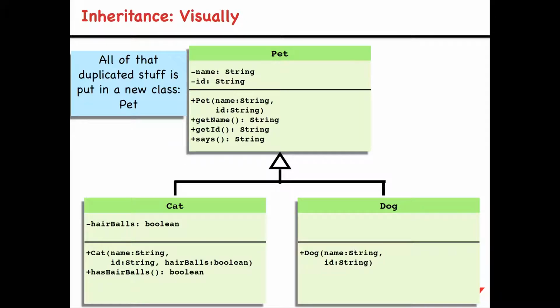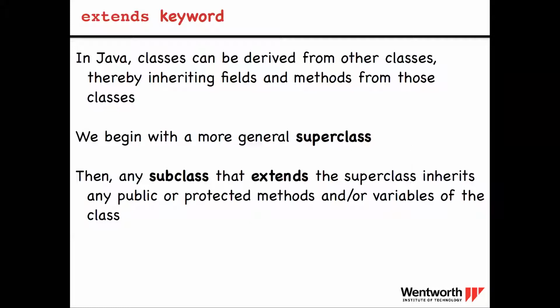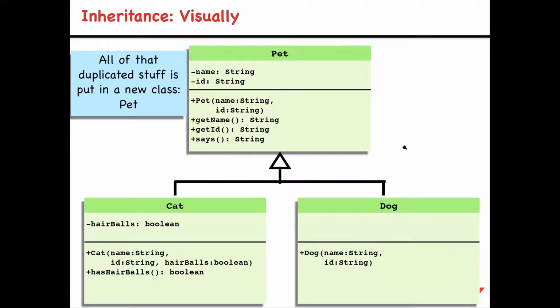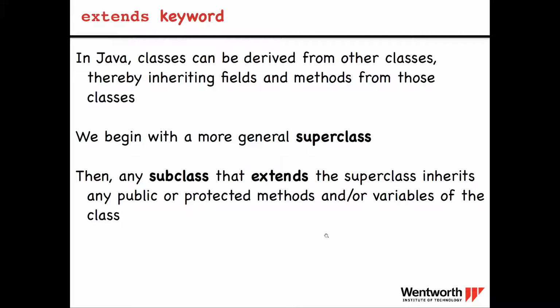So we are going to code this up. We're going to add this pet class here in a second. We have a new keyword that does this so that we can define this relationship. Essentially, the thing that would create these arrows. That's the extends keyword. So in Java, we can say that dog extends pet. Classes can be derived from other classes, so they can use their fields and methods using the extends keyword. So we start with the more general superclass, and then every subclass extends the superclass. The subclass, the child class, inherits any public or protected methods or variables. That's a key right there.